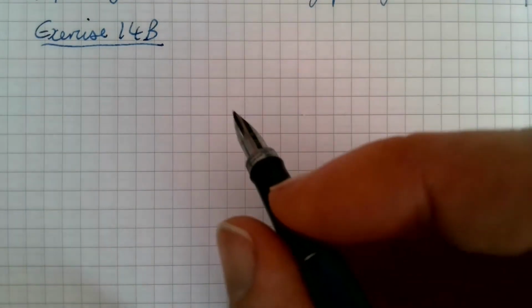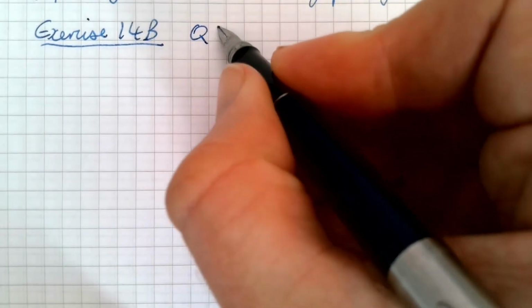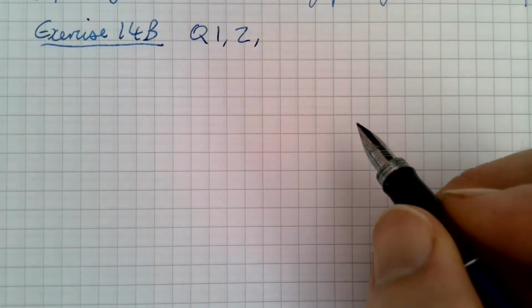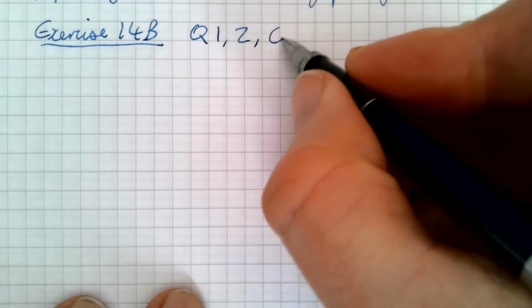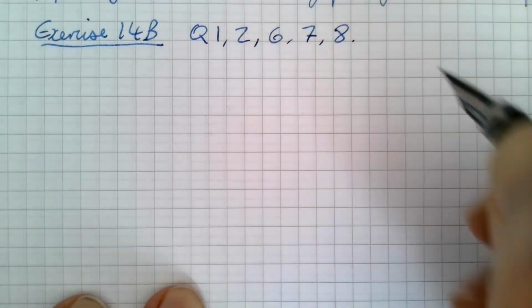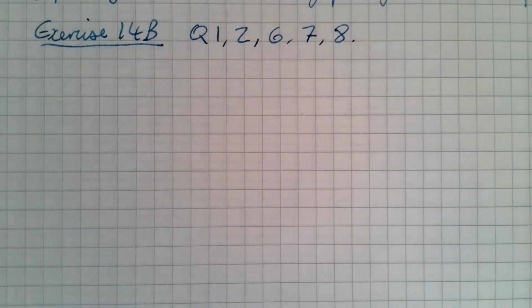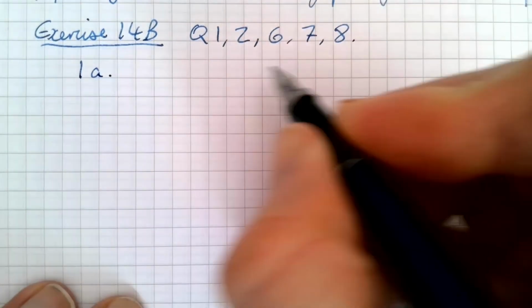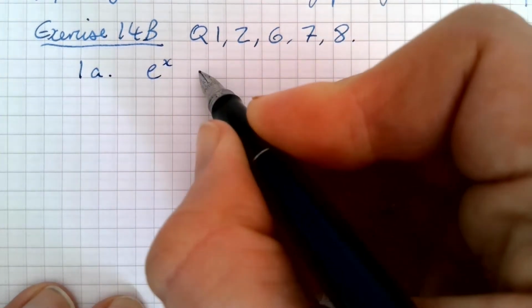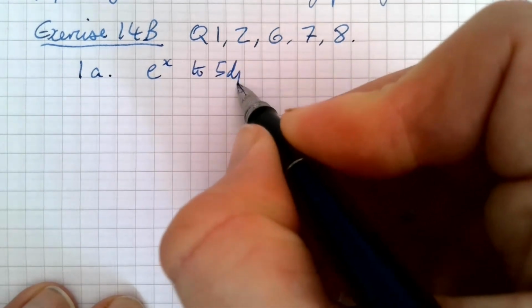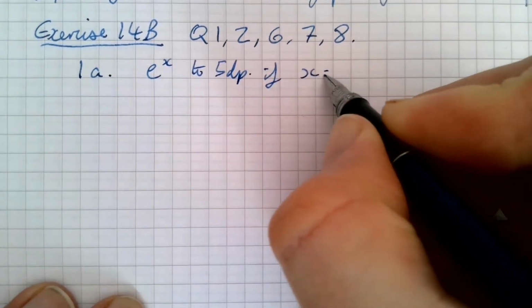Now I'd like you to have a go at exercise 14b, not every question, but questions 1 and 2 certainly, and questions 6, 7 and 8. So if you could have a go at all of those, but before you sign off, I just wanted to show you what you would do for just question 1a, which is just using your calculator to find the value of e to the power x to 5 decimal places if x equals 1.